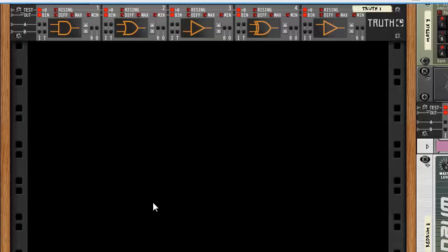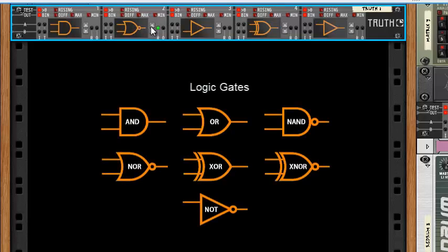Truth by the Chronologists is a Rack Extension for processing and combining CV signals in Reason. What Truth does is quite unique. We can use Truth to pass CV signals through logic gates.